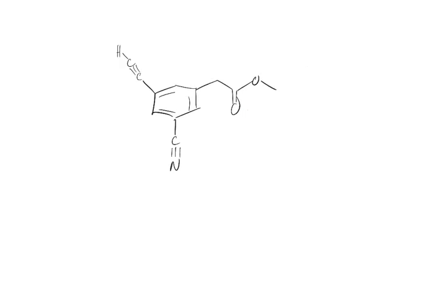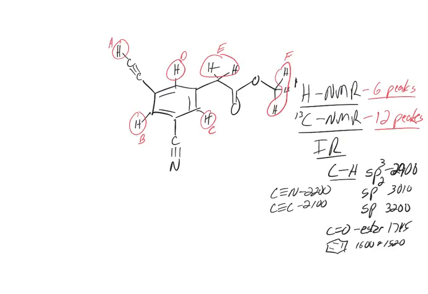So let's take a look at a random molecule I made up that we're going to analyze with both NMR and IR. For NMR, we're just looking for the number of chemically non-equivalent hydrogens. So let's take a second and see if we can count those up. All right, so got some answers here. Let's go over this together. For the NMR, I have 6 peaks: A, B, C, D, E, and F.